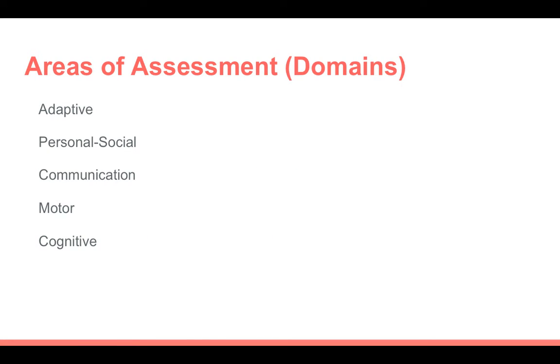The 5 different areas of development that are assessed in the BDI-2, which they call domains, include adaptive, personal-social, communication, motor, and cognitive development. We're going to talk a little bit more about each of those areas in a little bit.